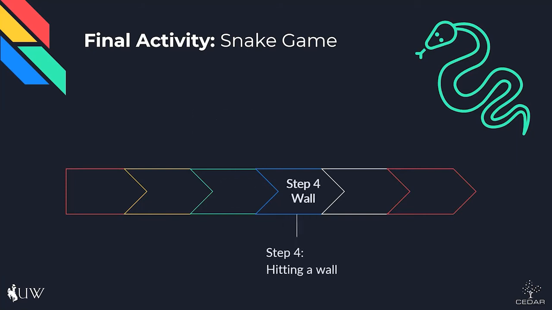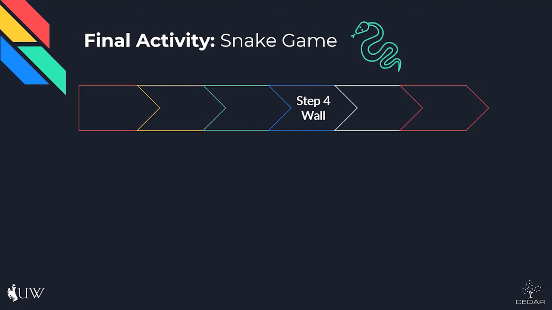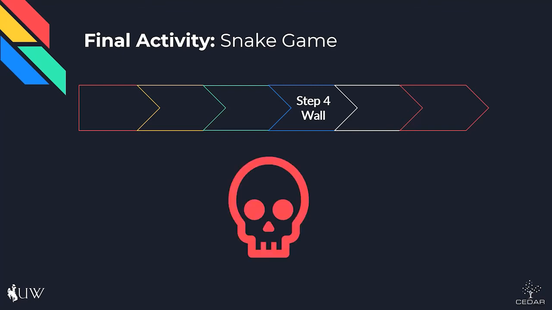Step 4. Hitting a wall. Our game is already pretty awesome, but it has no ending. In the traditional snake game, the game ends once you hit a wall. Let's add some more blocks to our program that end the game once the snake hits the wall.